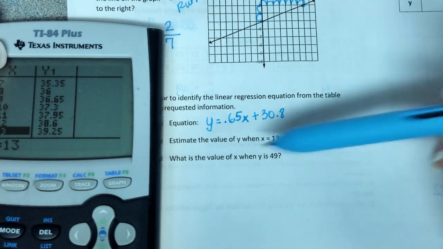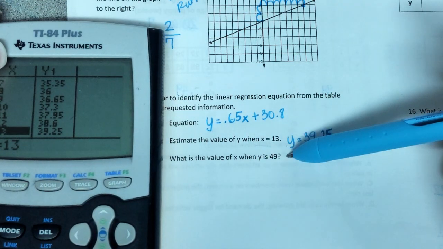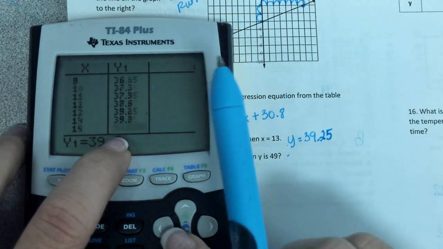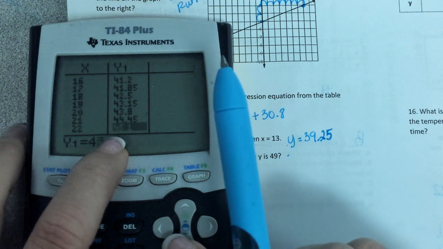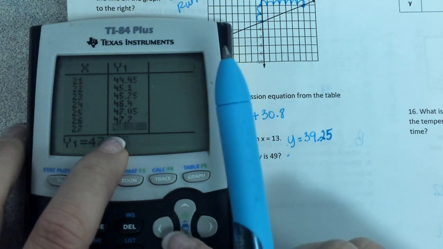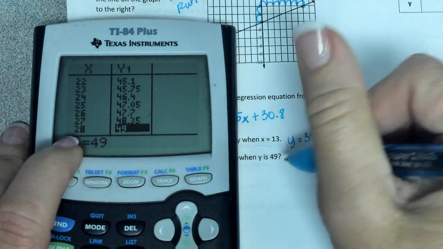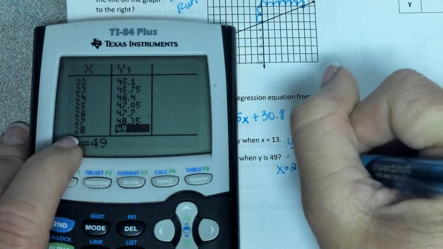And then it wants me to find the x value whenever y is 49. So this time I'm looking over here in the y values to find 49. And I see that whenever y is 49, x is equal to what? 28.